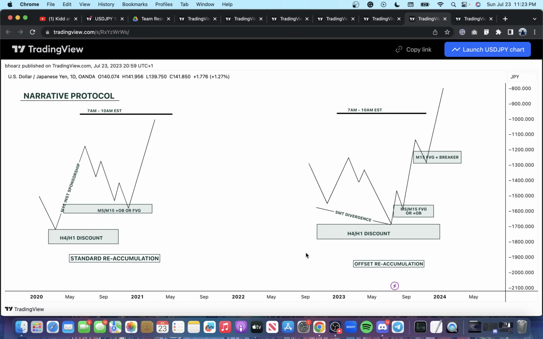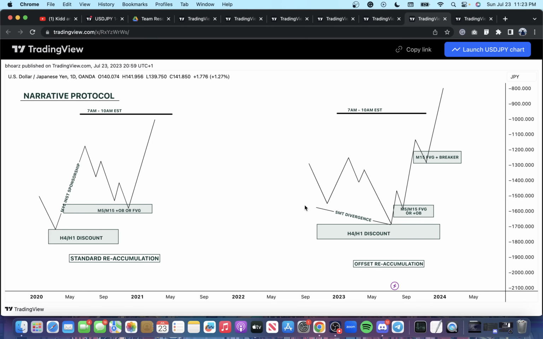Now our offset reaccumulation protocol is a little more tricky, but really is just straightforward. The market actually runs the range. With the standard reaccumulation protocol, the market maintains the range. With the offset reaccumulation protocol, the market runs the range.